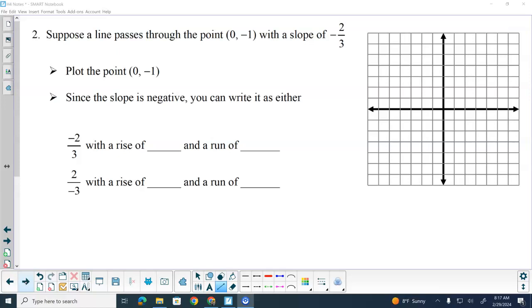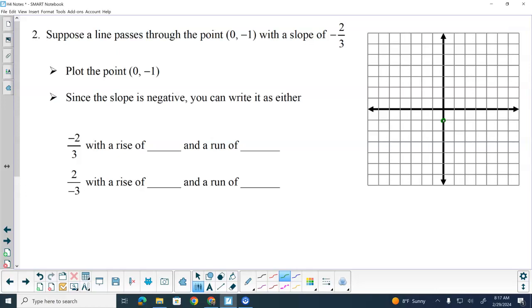No, it's an easy one. I guarantee you it's an answer that somebody's already given today. Where do I plot the point 0, negative 1? Down 1 from the origin, right? Yeah, exactly. Down 1 from the origin. Bam. Right there. See?